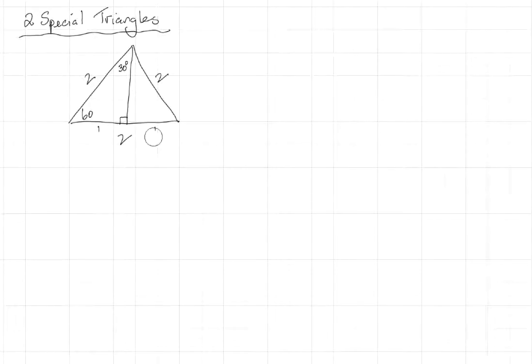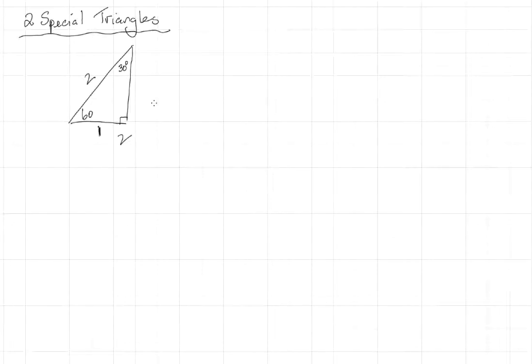So what we're going to do now is throw away the right-hand side. So we've started with an equilateral triangle of side 2, chopped it in half. That gives us 60, 30. We've still got a 2 there. Now we've got a 1 there. So we'll throw away all this, and we're just left with that.